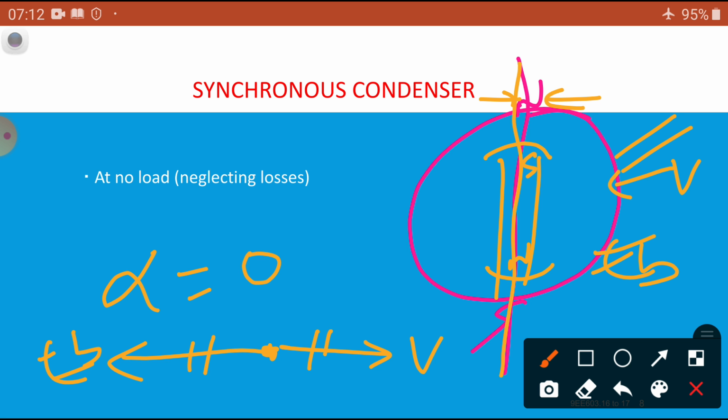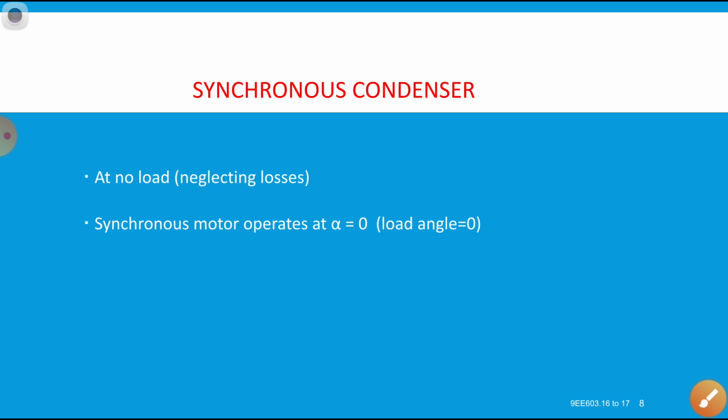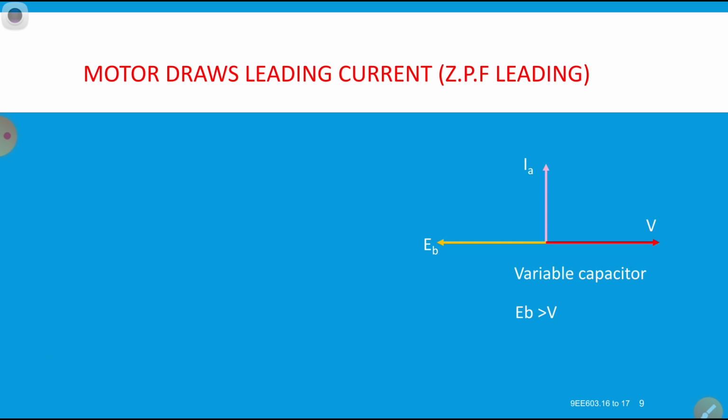At this condition, what happens we have already seen. This is at no load, where we are neglecting this situation. Now, the synchronous motor operates at load angle alpha, the internal angle, the coupling angle, not equal to 0. This means V and EB are out of phase. You can see here the variable capacitor; it acts as a variable capacitor.